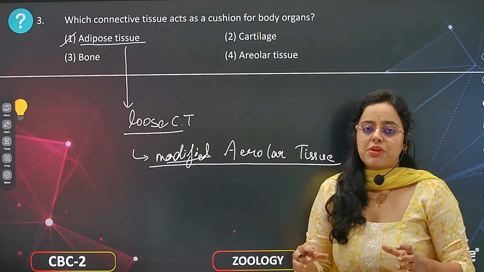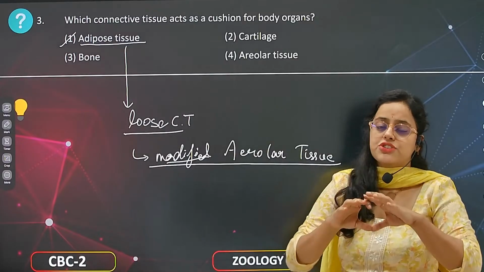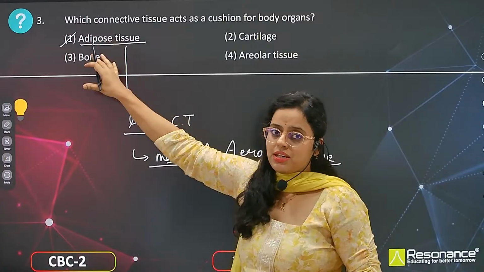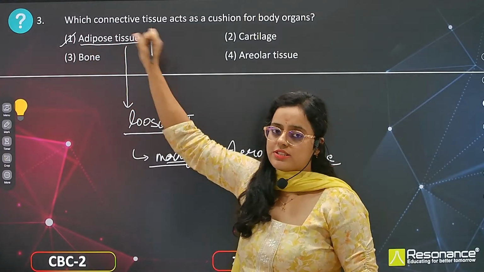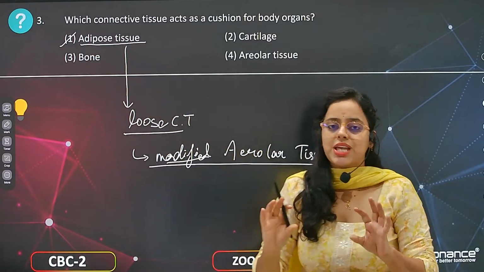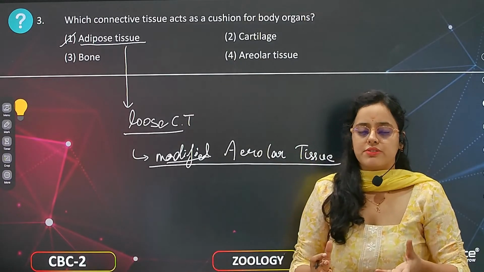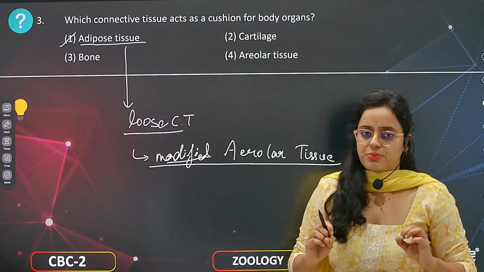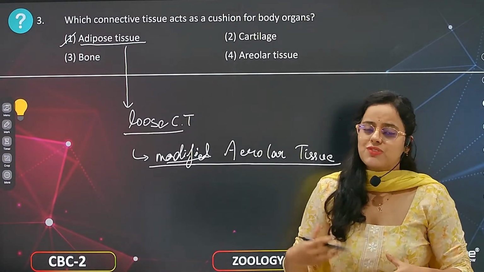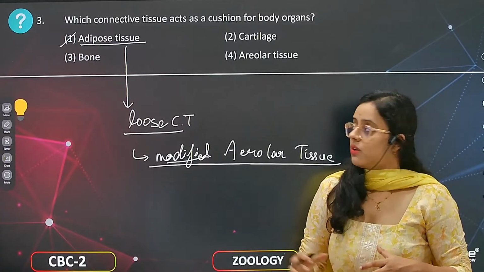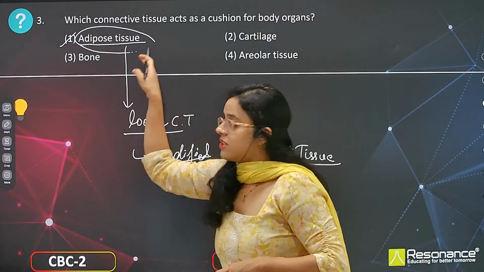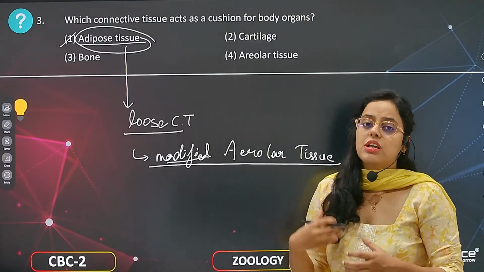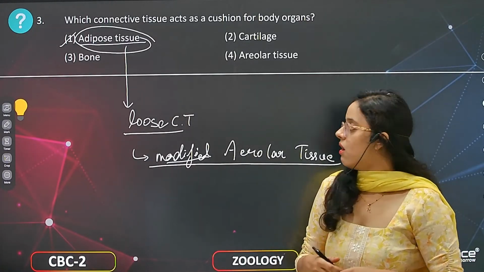Cushion. Why? Because it is taking all the stress, it is distributing all the force evenly and not damaging the main organ or sensitive organ. So adipose tissue is acting as a cushion to body organs. Kidneys are well protected by adipose tissue. Heart is well protected by adipose tissue. Our abdomen is very well protected by adipose tissue. So this adipose tissue generally prevents external force injury, external stress injury to the sensitive organs.